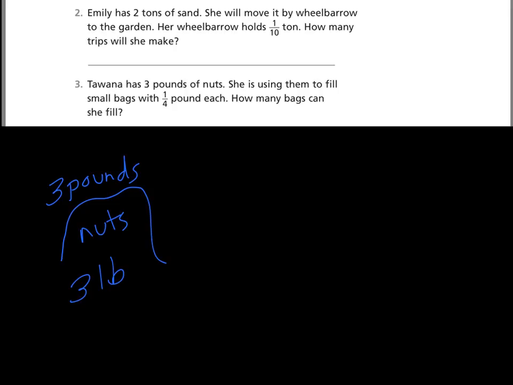I don't know about you, but I immediately start thinking about drawing pictures of nuts. So I'm going to just draw a pile of nuts. Call these nuts. A whole bunch of them here. There are 3 pounds of them, or 3 lbs. That's how you abbreviate pounds, lbs. I have 3 pounds of these nuts.